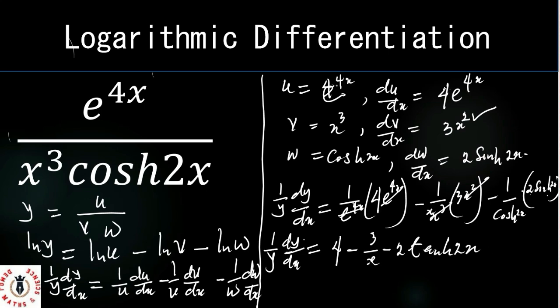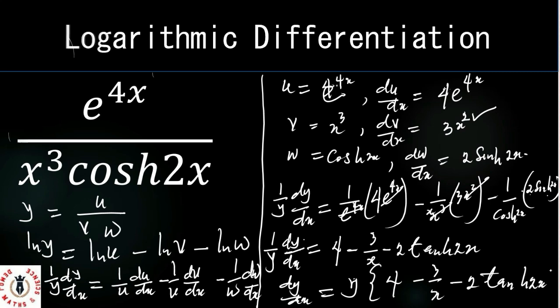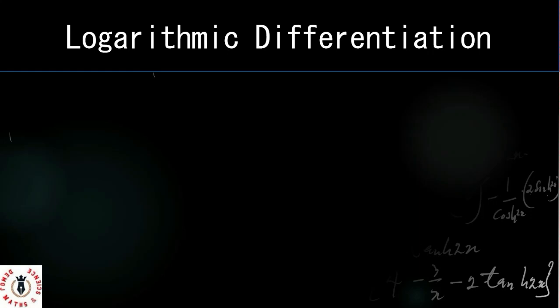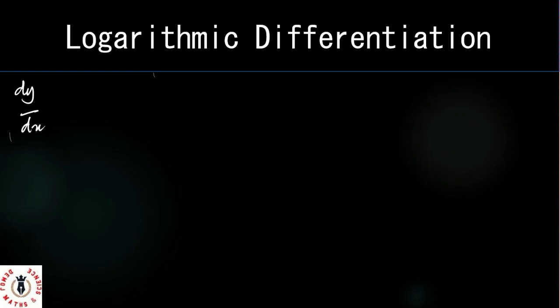Now remember what I have here is 1 over y, and what I need here is dy/dx. So my dy/dx will be y into 4 minus 3 over x minus 2 tan 2x, since I've only multiplied throughout by y. Now let's simplify that. Finally, my dy/dx equals y into 4 minus 3 over x minus 2 tan 2x.